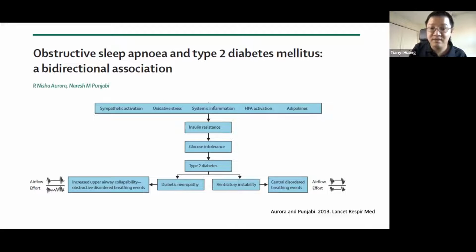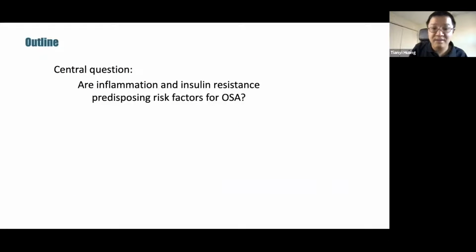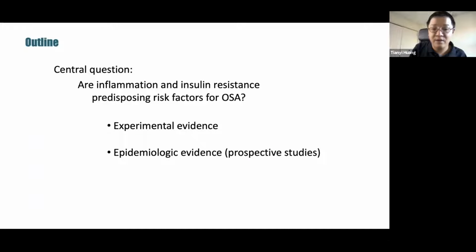So my work is trying to examine more evidence, to see whether inflammation and insulin resistance can be predisposing risk factors for sleep apnea. In this talk, I will first briefly review some experimental evidence for why insulin resistance and inflammation can lead to sleep apnea. Then I will primarily focus on epidemiologic evidence, primarily prospective studies, including work that I have done or am currently doing, to show that inflammation and insulin resistance can be risk factors for sleep apnea. Finally, I will also talk about some clinical implications from these findings.